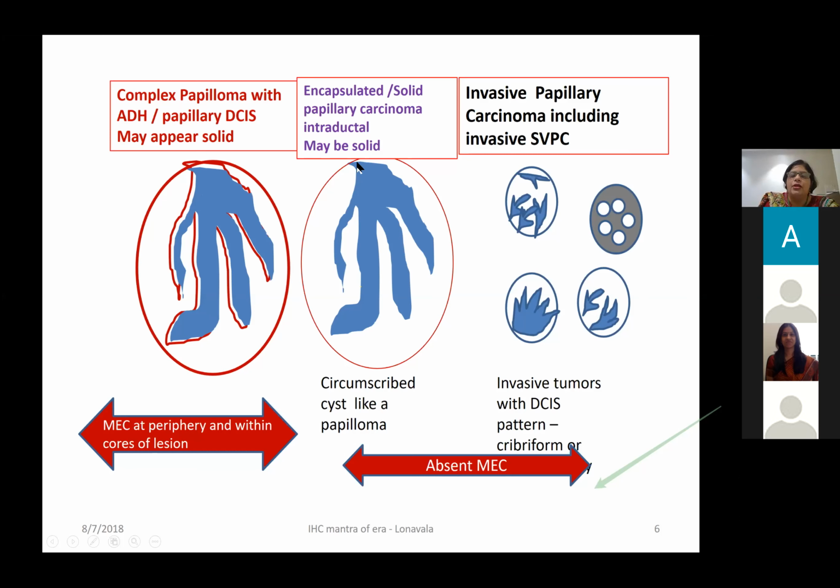Now, this is a cystic structure and the architecture is papillary, so it is classified as a papillary tumor. This is what is an encapsulated papillary carcinoma or solid papillary carcinoma, and I'll describe these. Now, invasive papillary carcinoma, NOS, you have these ductal-like structures with papillary fronds. All of them lack myoepithelial cells.